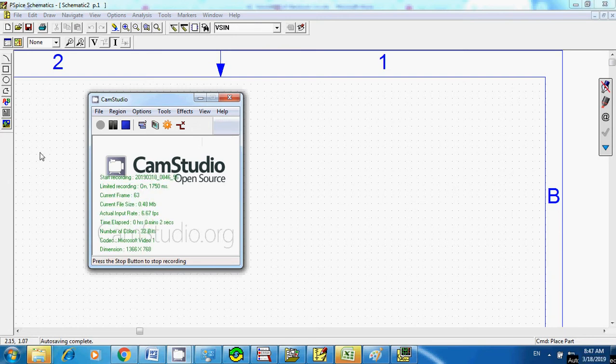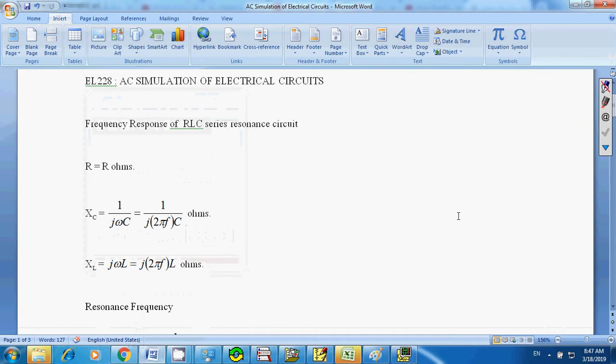Hi everybody. Today is Monday, the 18th of March, and what I'm going to do today is talk about the lab of sophomore, that's what I did. I typed it in the EL228. It's about AC simulation of electrical circuits, which I'm going to show you in two parts.